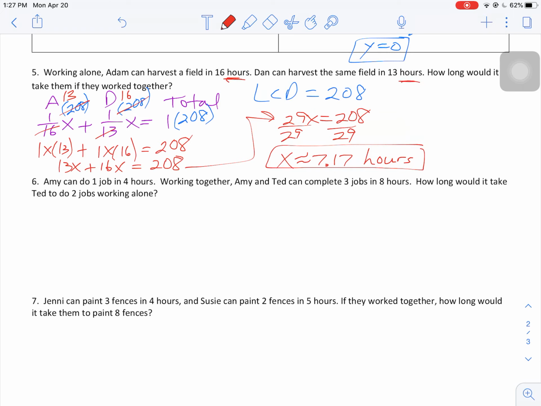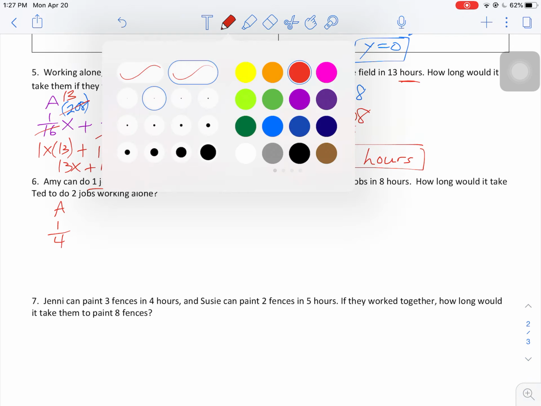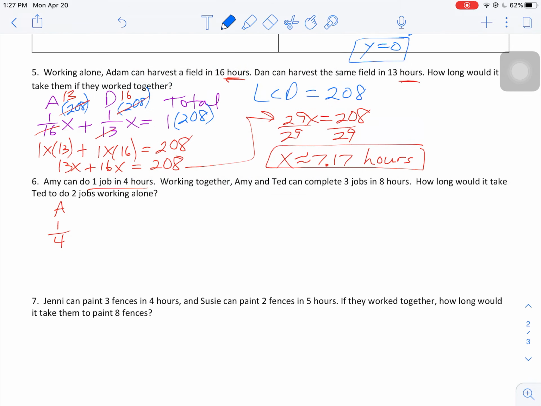Number 6, Amy can do 1 job in 4 hours. Working together, Amy and Ted can complete 3 jobs in 8 hours. How long would it take Ted to do 2 jobs working alone? So Amy can do 1 job in 4 hours. And then we're going to need a time, but we'll get to that in just a second. Working together, 3 jobs in 8 hours.